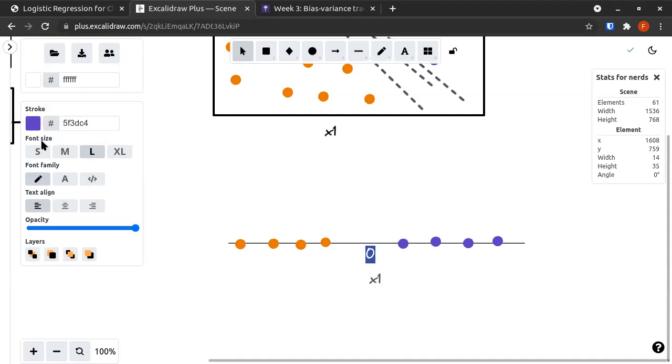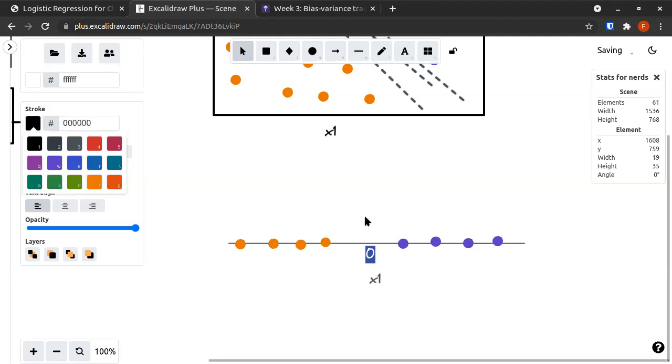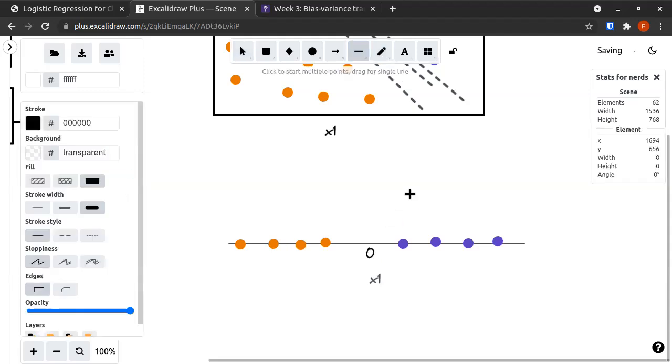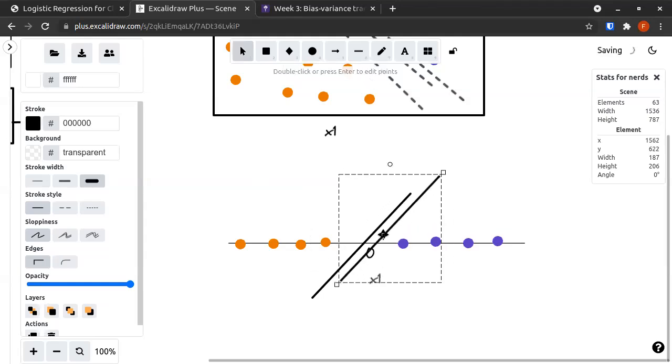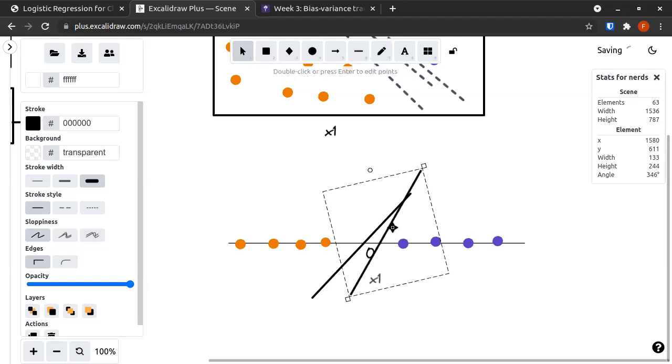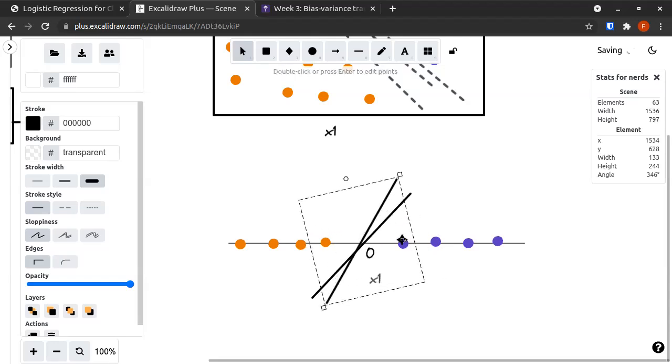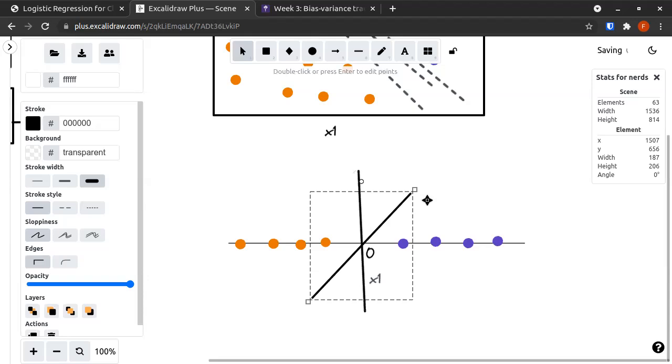So we talked about having a line that separates these, right? We know that there are many possible lines that separate these. This is one line. This is another potential line. These are all potentially separating lines. There's actually only one feature, so these are all potentially separating lines.